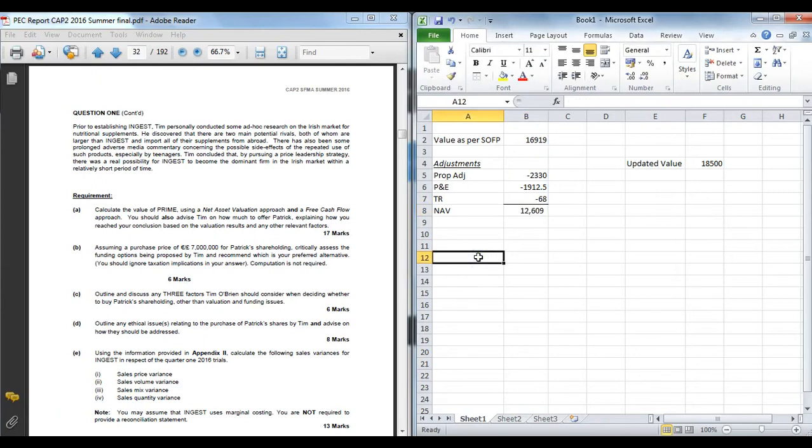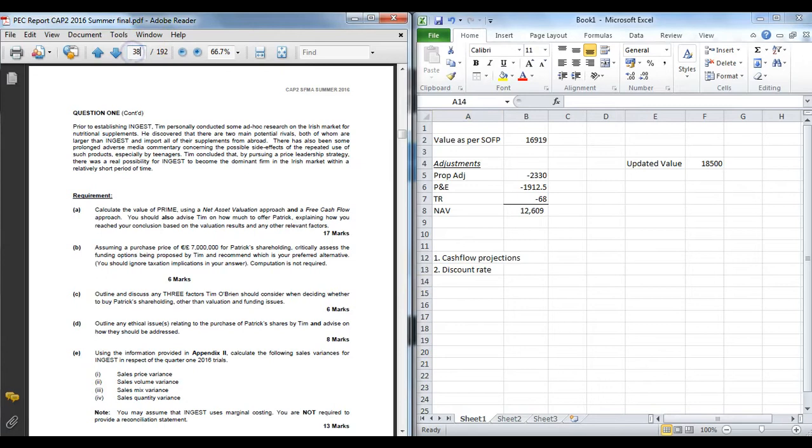So when doing a free cash flow approach, there's 2 things you need. You firstly need cash flow projections, and the second thing you need is then you have the cash flow projections, you need a discount rate to discount them back to their present value. So they're the 2 things you need to work on.